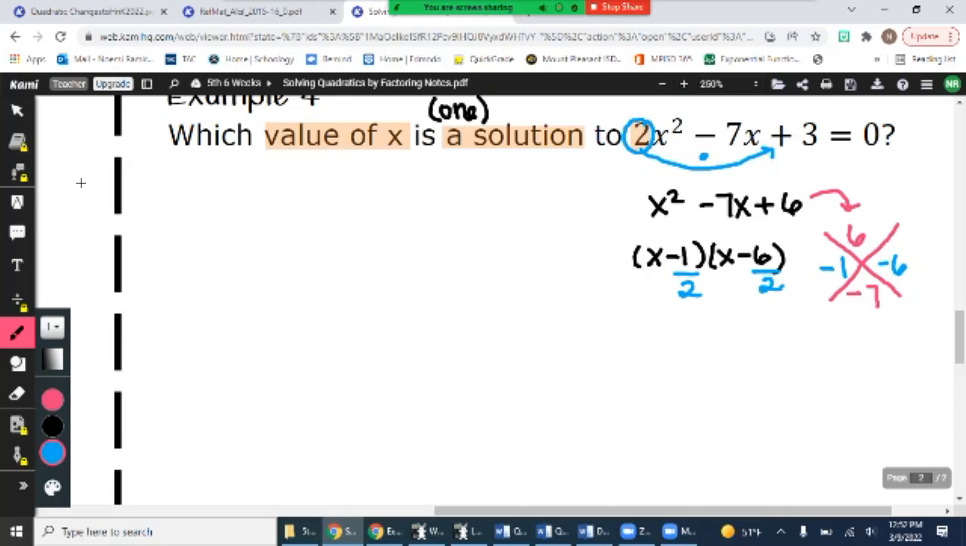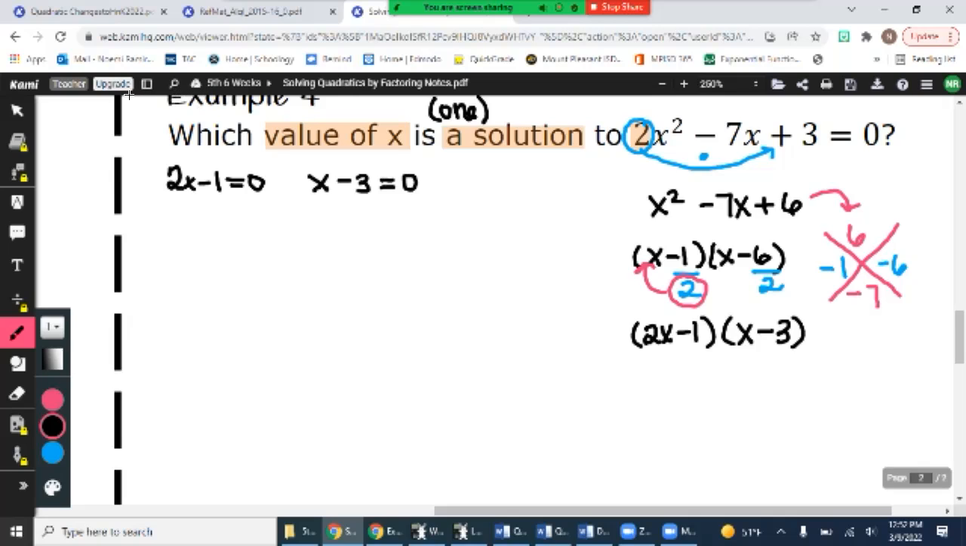1 divided by 2, does that simplify or reduce? Nope. So you got to bring the 2 from the bottom up to the top. It becomes 2x minus 1. 6 over 2? Three. 6 divided by 2 is 3. Oh, okay. All right. If you run out of space, I'm actually going to come over to the left. You should have 2x minus 1 equals 0, x minus 3 equals 0.